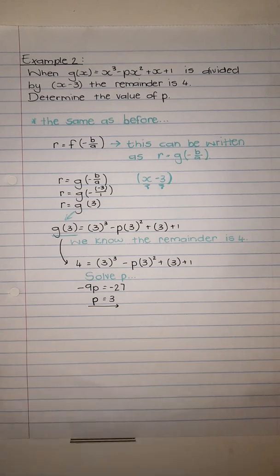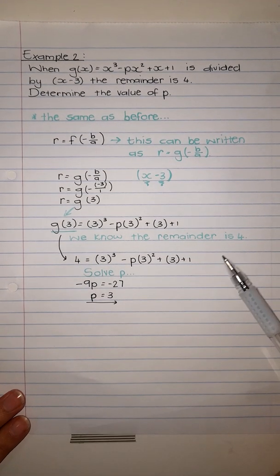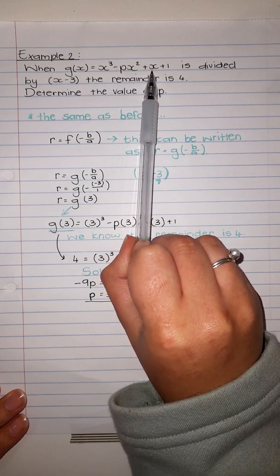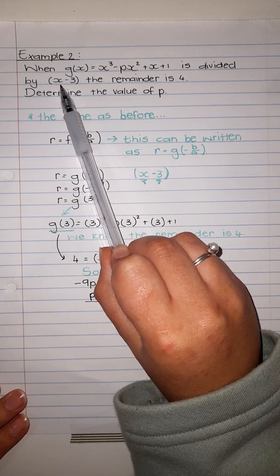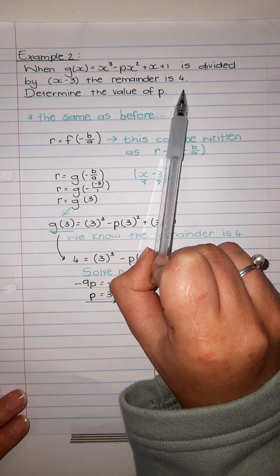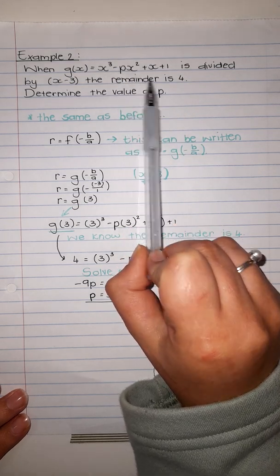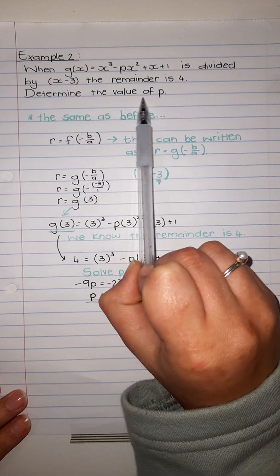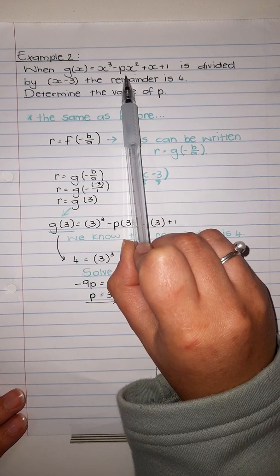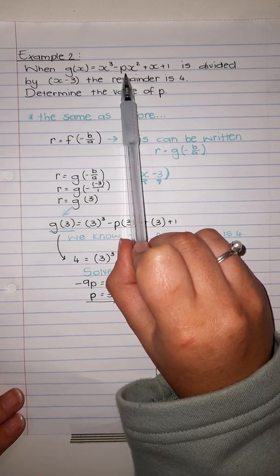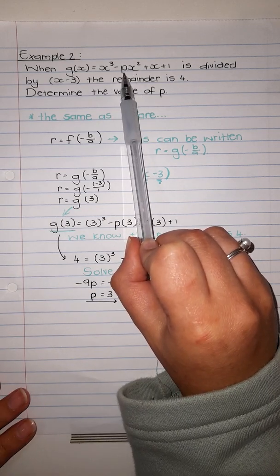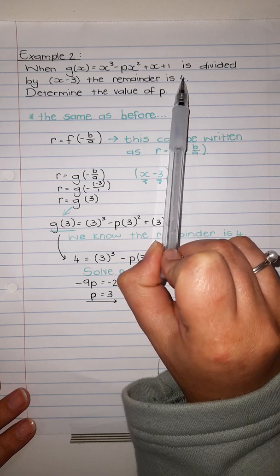And for the remainder theorem, example 2: when g(x) equals x to the power of 3 minus px squared plus x plus 1 is divided by x minus 3, the remainder is 4. Now, from the get-go, you're like, okay, that's weird. I already saw p here, so of course your mind is going to go to find the value of p. Okay, what is the value of that? Now we have our remainder theorem that we just did, so why would they ask us that now? The remainder is 4.